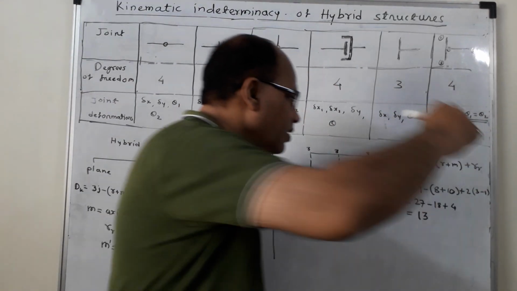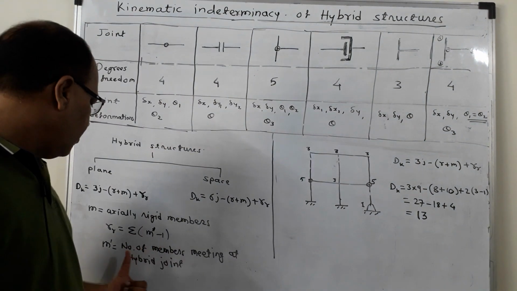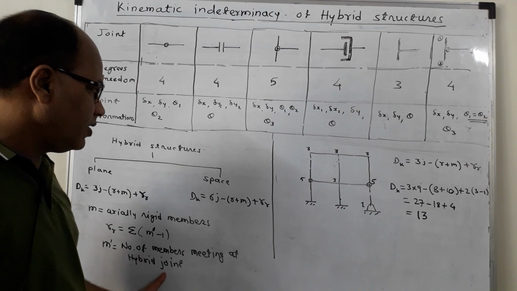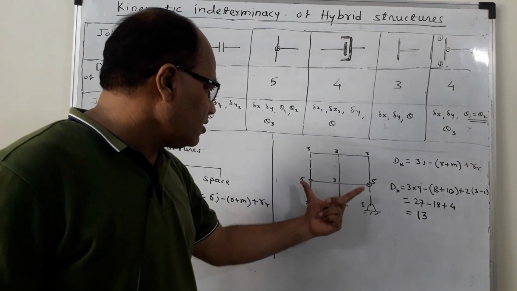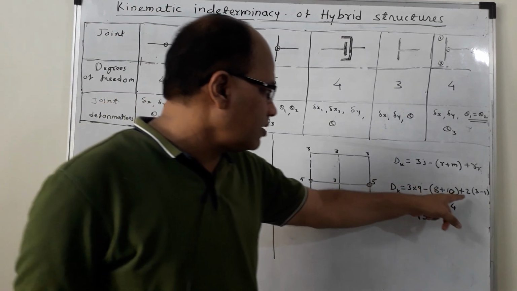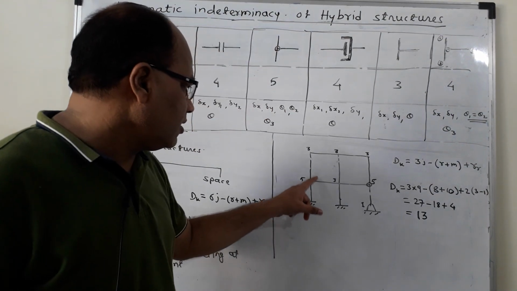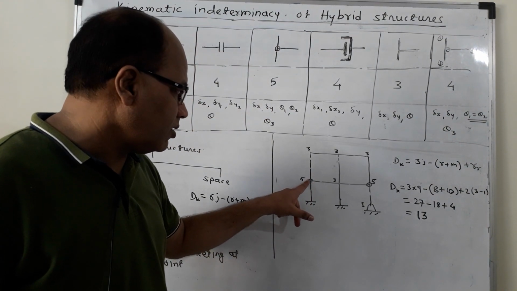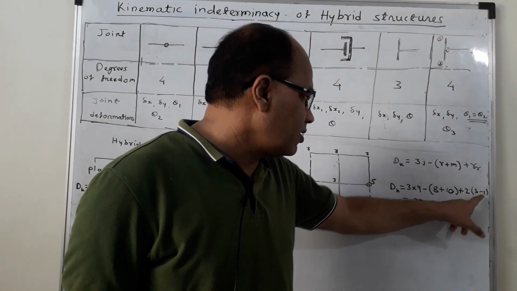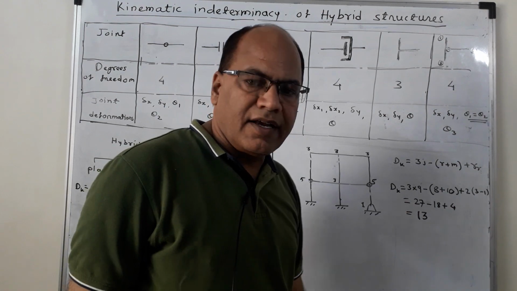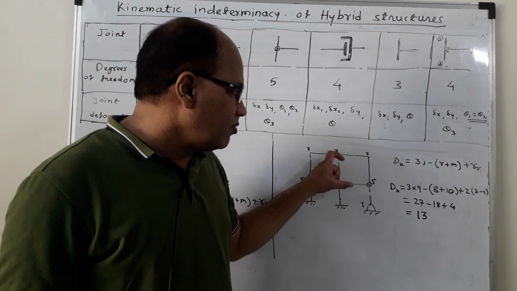8 plus 10 it will be, plus summation of m dash minus 1. M dash is the number of members meeting at a hybrid joint. It is one of the hybrid joints, and it is the second hybrid joint. As there are two such hybrid joints which are similar, I am using 2 for that, and m dash minus 1. At both of these hybrid joints, the number of members meeting is 3, so 3 minus 1 into 2. So this total becomes dk is equal to 30. So the degree of kinematic indeterminacy for this given frame is 30.